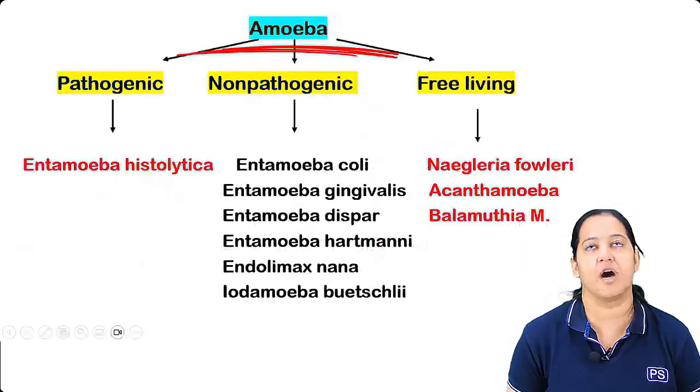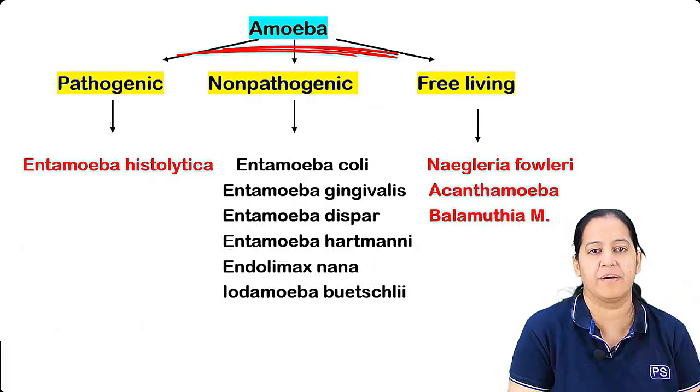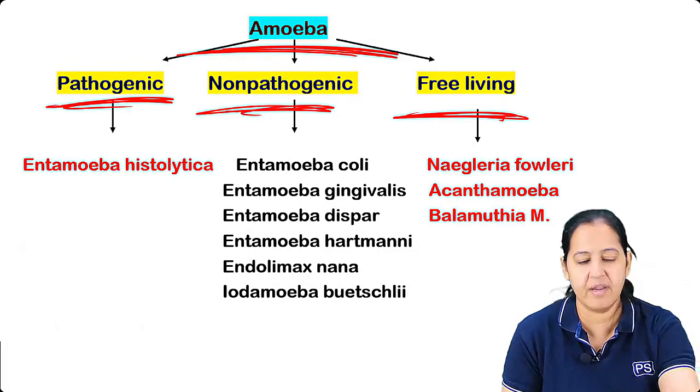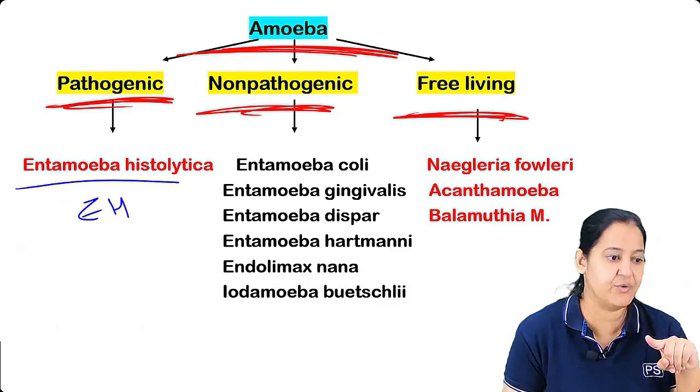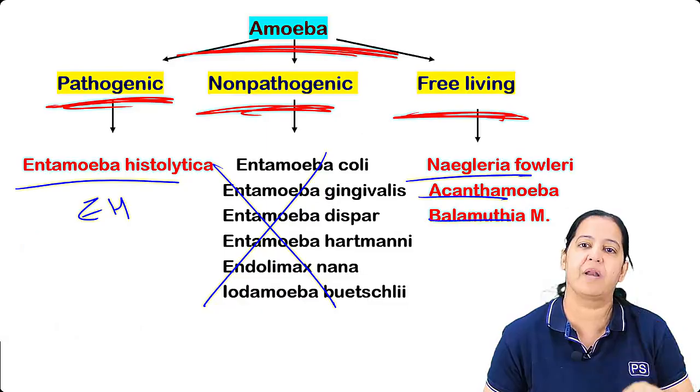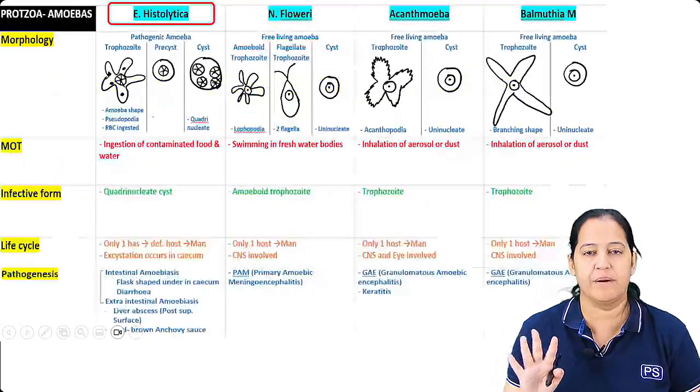So let's start with amoebas. There are 3 types of amoebas: pathogenic, non-pathogenic, and free living. Pathogenic is only one, Entamoeba histolytica. So first I will teach you Entamoeba histolytica. These I will not teach you. And free living: Naegleria fowleri, Acanthamoeba, Balamuthia. I will teach you all 3. So total 4 amoebas. Let's start with the first one.